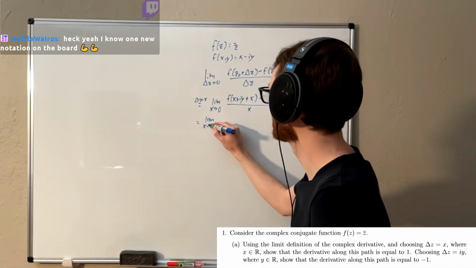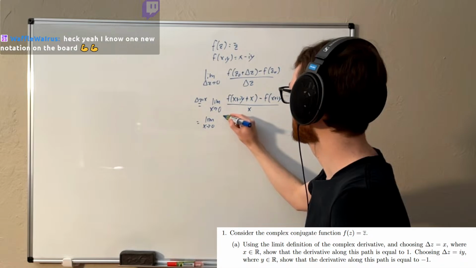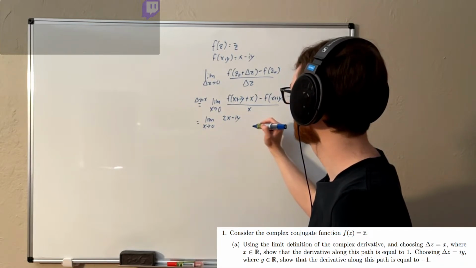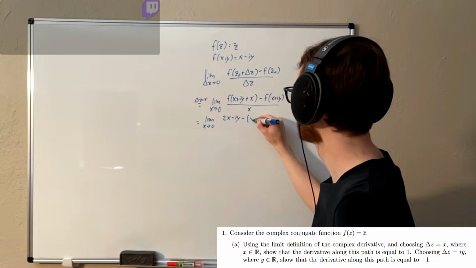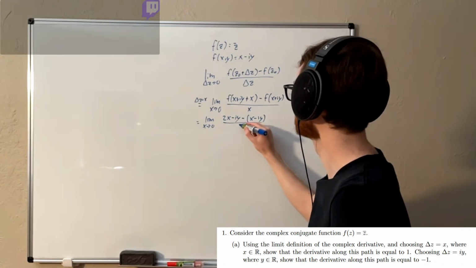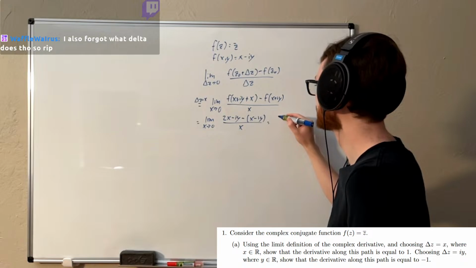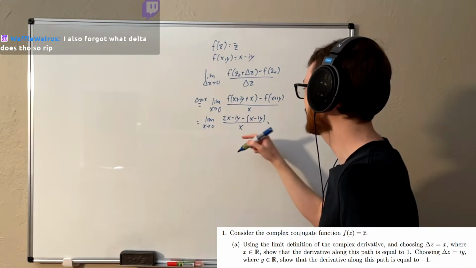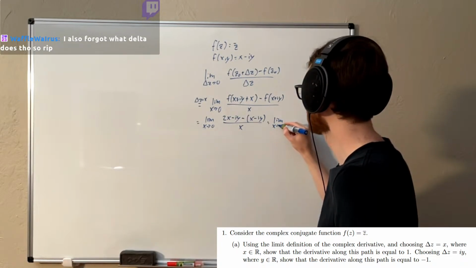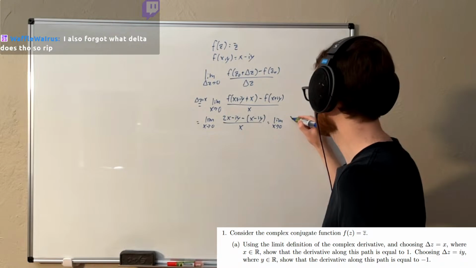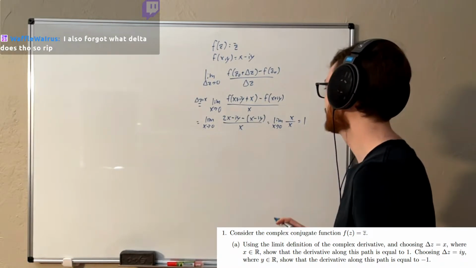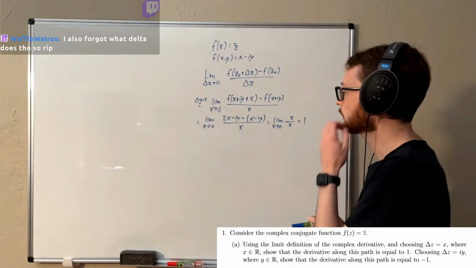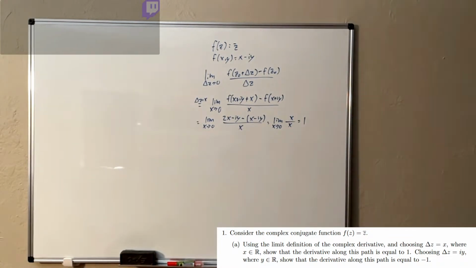Let's see if it gets the right answer. That'll be 2x minus iy? So the iy's cancel, and I think we get the correct result here, because 2x minus x is 1x, divided by x is 1. Heck yeah, one new notation on the board.